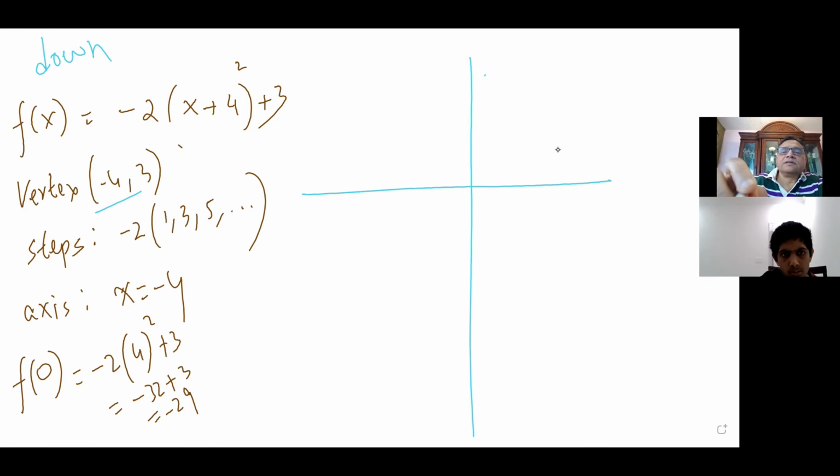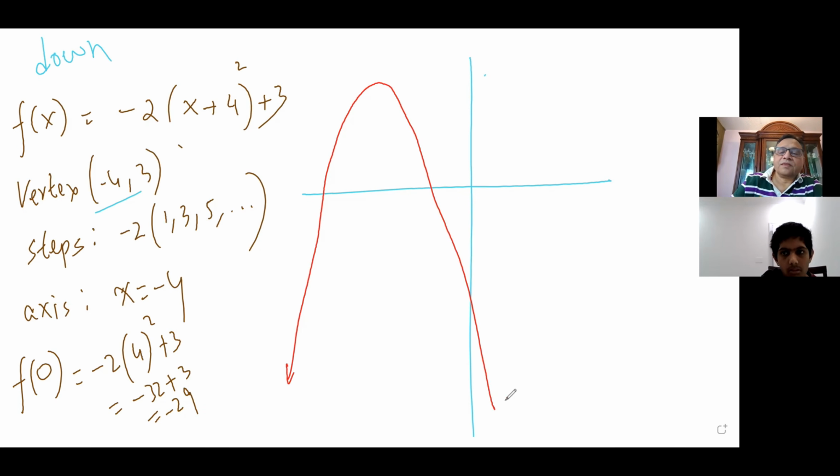What I will do here is sketch the graph first. We know the y-intercept is at minus 29, and we know the axis is at minus 4, and the y value is 3, right? So the vertex is here. Let me say the graph is going something like this. Is that clear to you? And we can now label it.